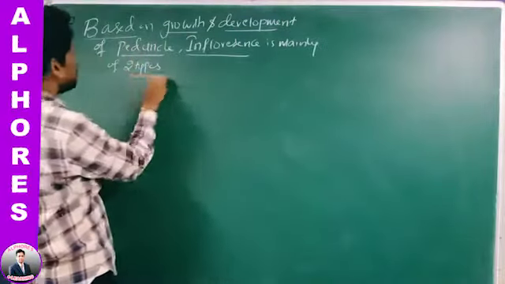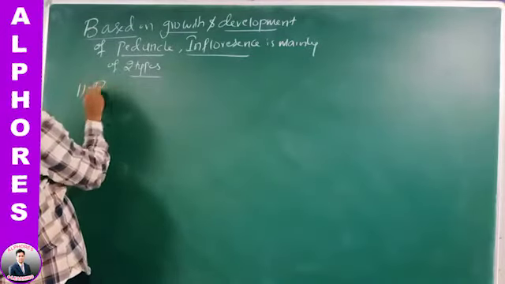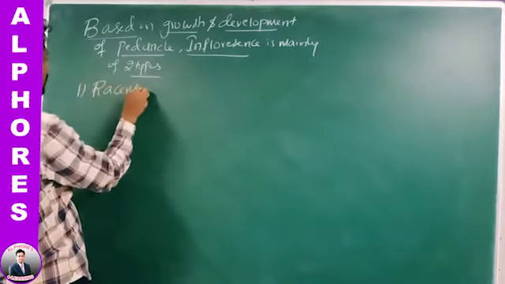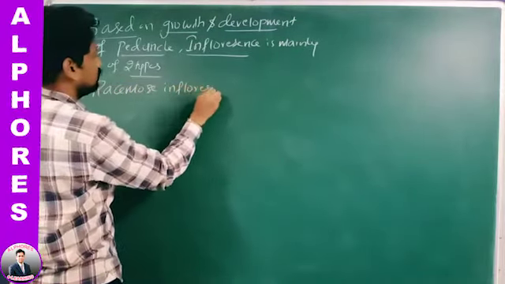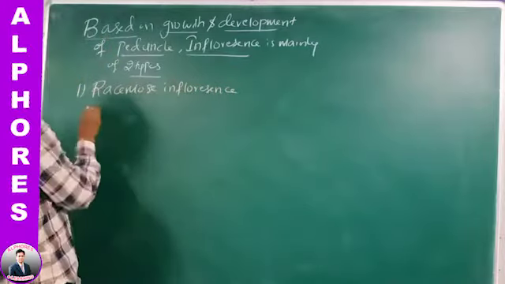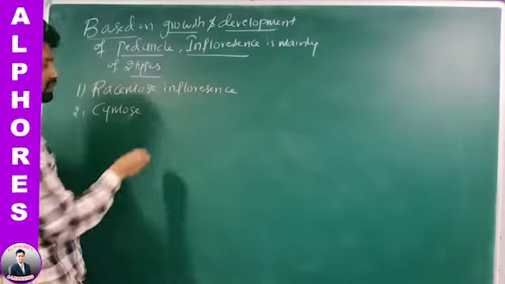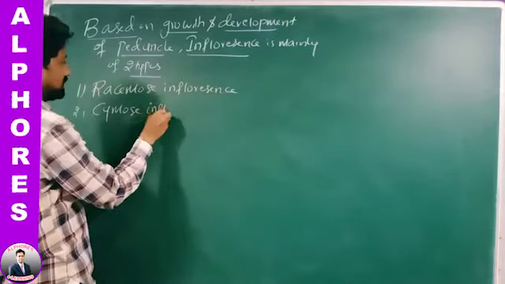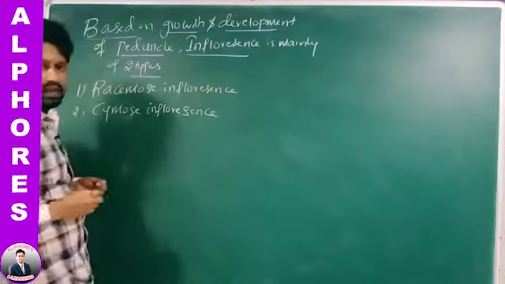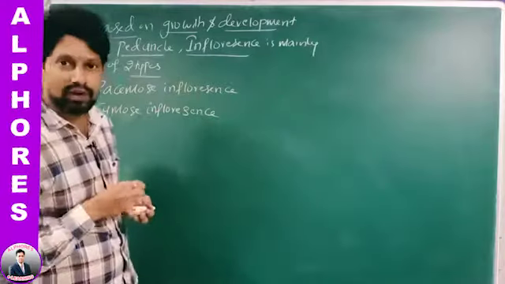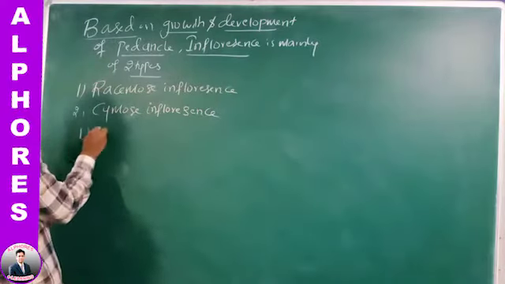Inflorescence is mainly of how many types? Two types. What are they? Number one, racemose inflorescence. Second one is cymose inflorescence. Okay, right? Go for the first one. What's a racemose inflorescence?